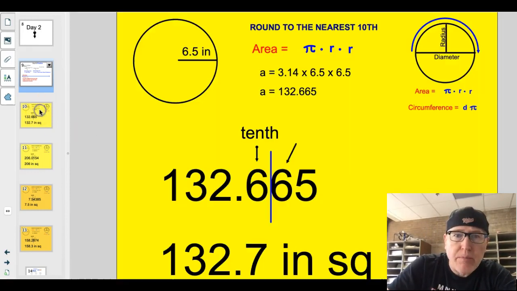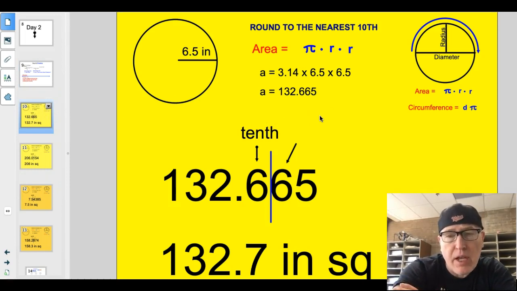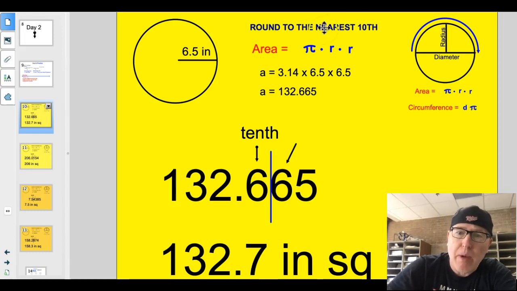Let's get started. I want to look at rounding to the nearest tenth today, just as a refresher. So we have this circle here with a radius of 6.5, and we need to find the area of it. So we just do pi r squared: 3.14 times 6.5 times 6.5. We get 132.665. So here's our answer down here.